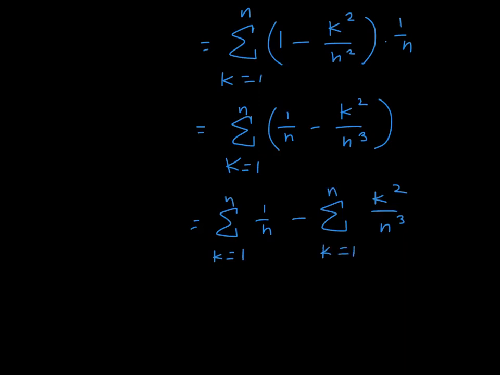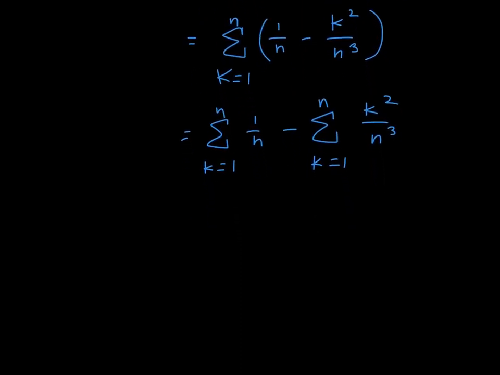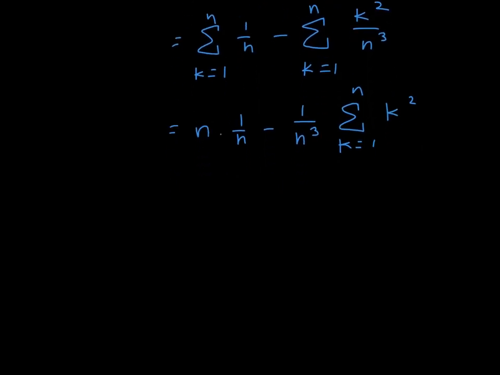All right, continuing to use our rules, this is equal to n. So keep in mind, this expression here does not depend on k at all, so it's like our constant. So then this is n times 1 over n minus, we can pull out 1 over n cubed because that doesn't depend on k. So it's minus 1 over n cubed times the sum of k squared as k goes from 1 to n. Okay, let's continue simplifying.